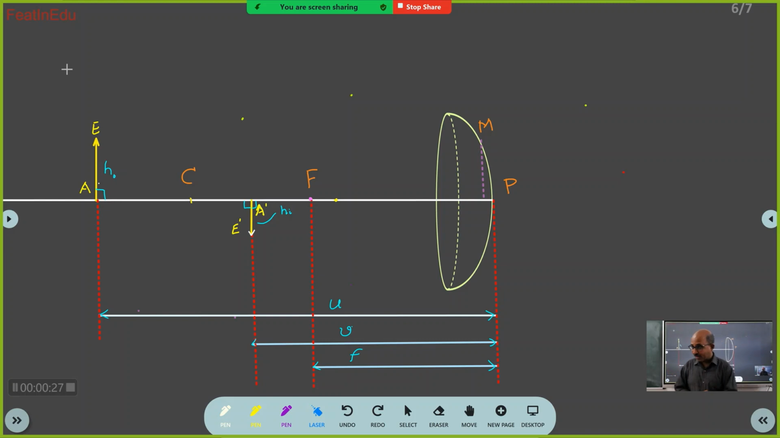And I really appreciated Ariel's question yesterday, that is, the object distance, whether it is at point A or E, you should take it along the principal axis. I hope you understood. That's a very nice question, right?